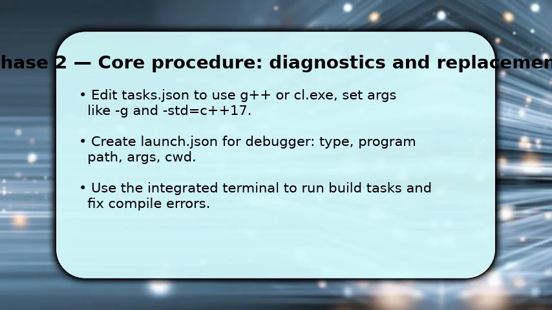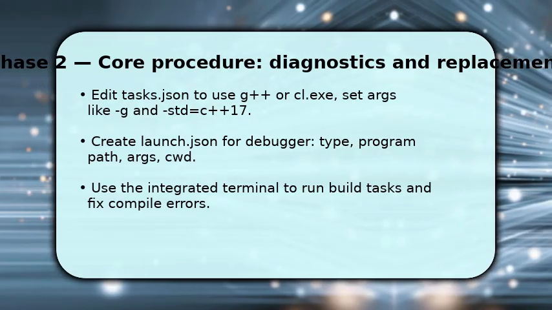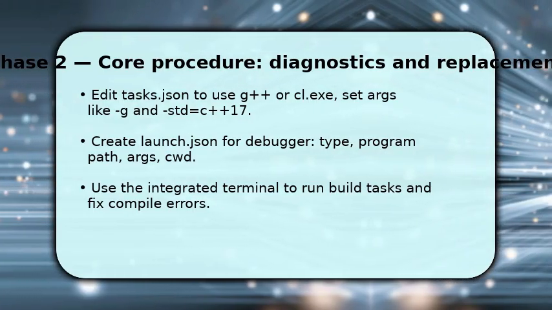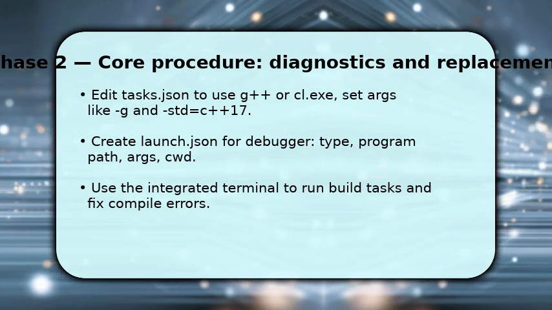Then create launch.json pointing to the compiled executable, set the working directory, and choose the proper debugger. Once done, run the build task. Correct any compile errors. Finish by running and testing.